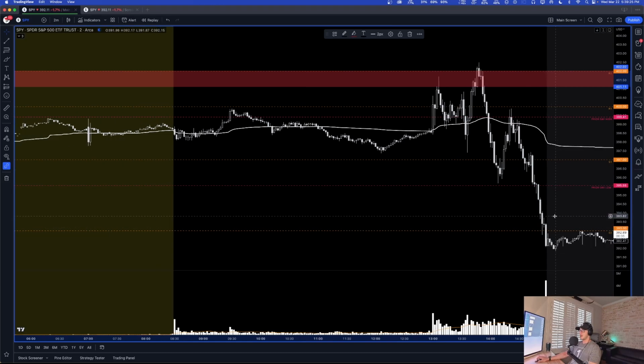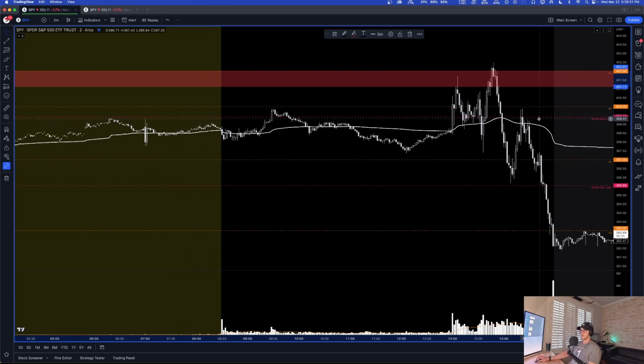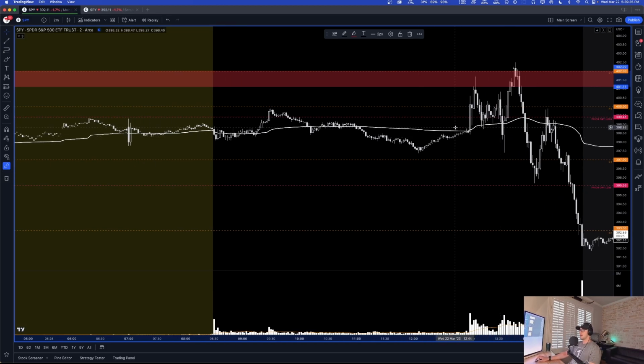S2 down into 393, and then I always keep the prior day low and the prior day high marked on the chart just as reference points. These are not key levels, they're just reference points. And so we also have VWAP there as well. That's the only indicator on this chart.